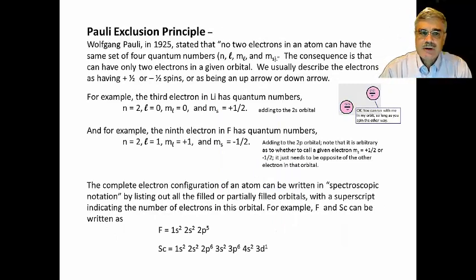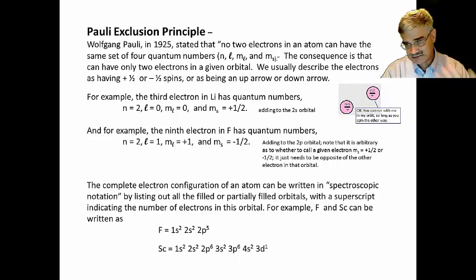This can also be described by what is called the Pauli exclusion principle, after Wolfgang Pauli, who stated that no two electrons in an atom can have the same set of four quantum numbers: n, l, ml, and ms. The consequence is that you can have only two electrons in a given orbital. For example, an electron may have n equals 1, l equals 0, ml equals 0, and ms plus 1/2. That would be a set of four quantum numbers. The other electron would have to have ms equal minus 1/2.